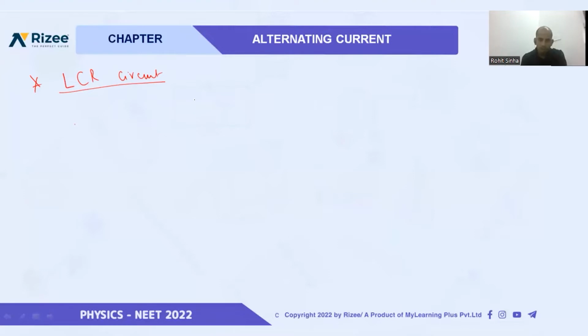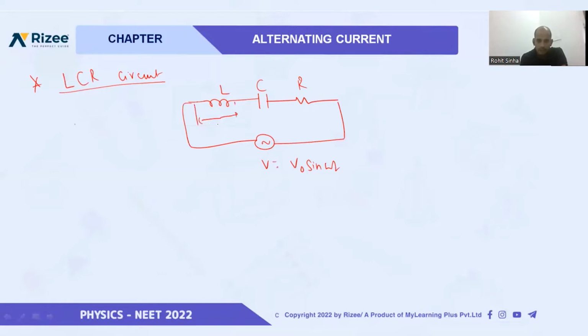You know, this is L, C, and R, and all three are connected to an EMF voltage. It is given by V0 sine omega t. This is L, this is C, and this is R. Let us say here it is VL, it is VC, it is VR. I can show it like this: V is equal to VL plus VC plus VR.